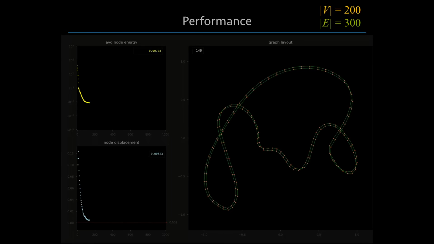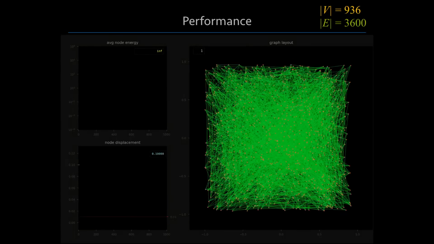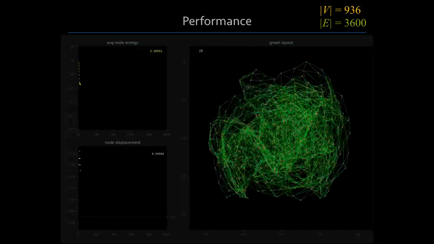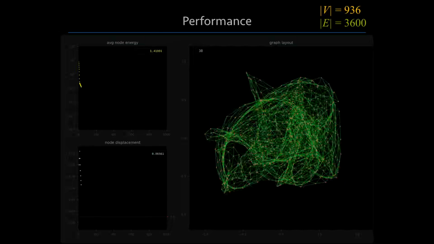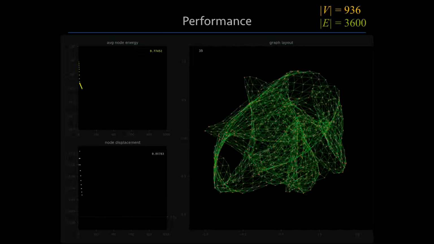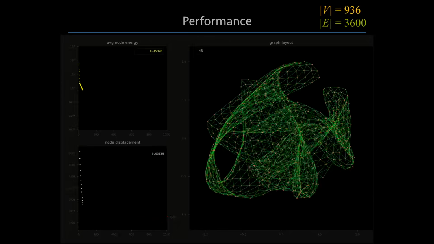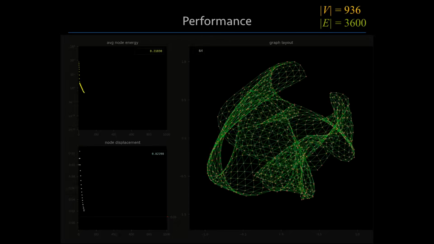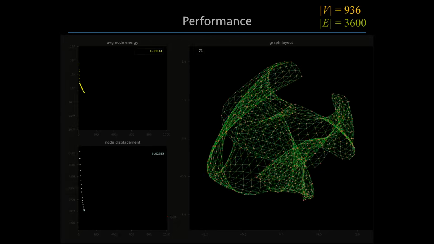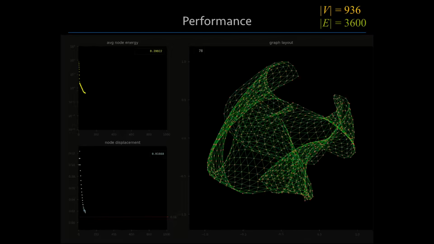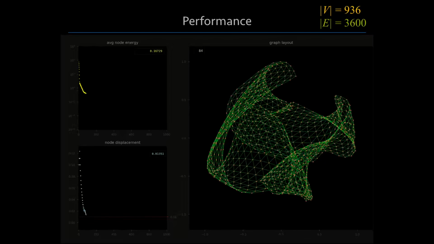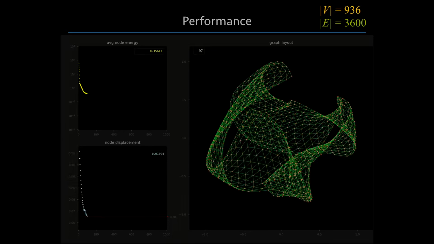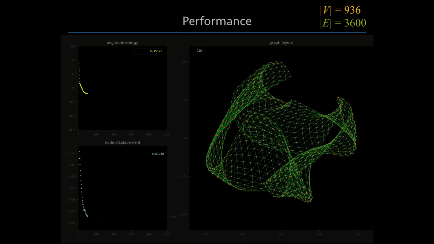So let's see it in another example that is even bigger. This is a graph with almost 1,000 nodes. We see that locally, the layout is good, so we can understand that there is some kind of surface there and some kind of grid structure. But globally, it's not so good. So there are these twists and folds that we would like to see untangled in order to understand the structure of this graph better.